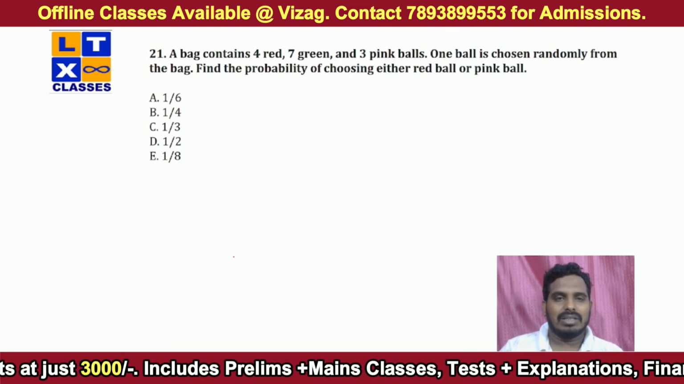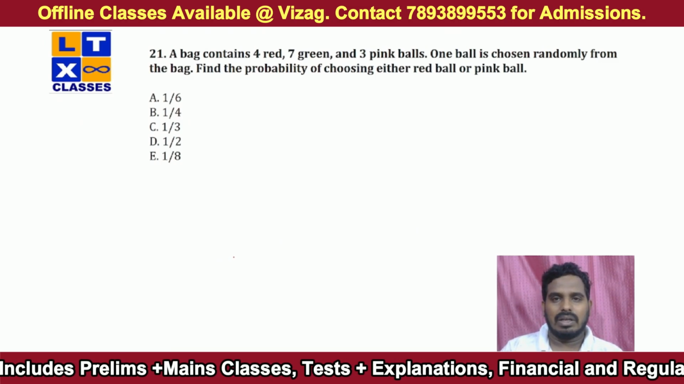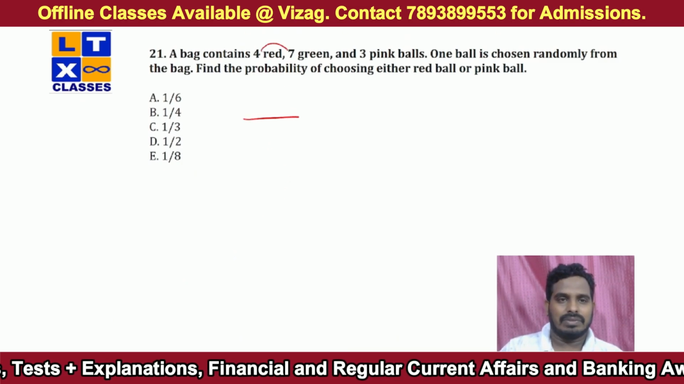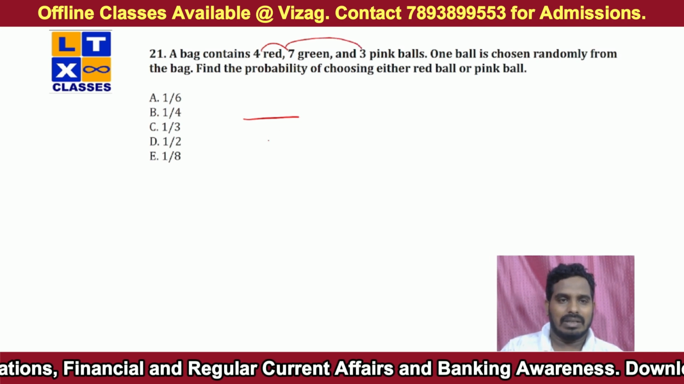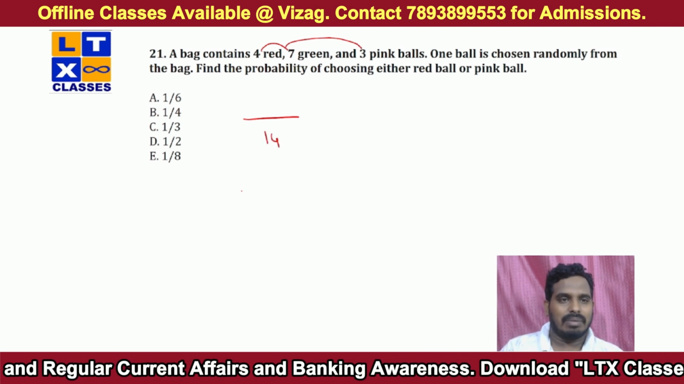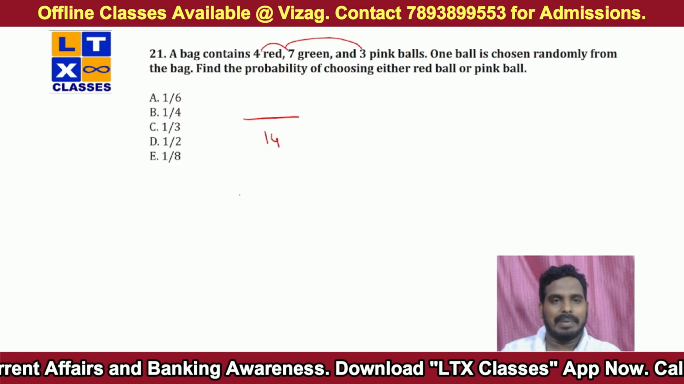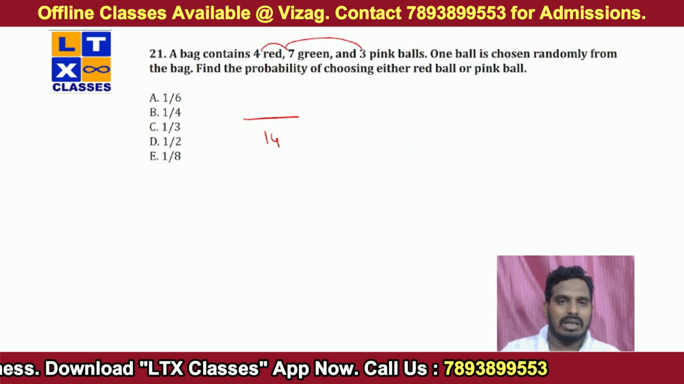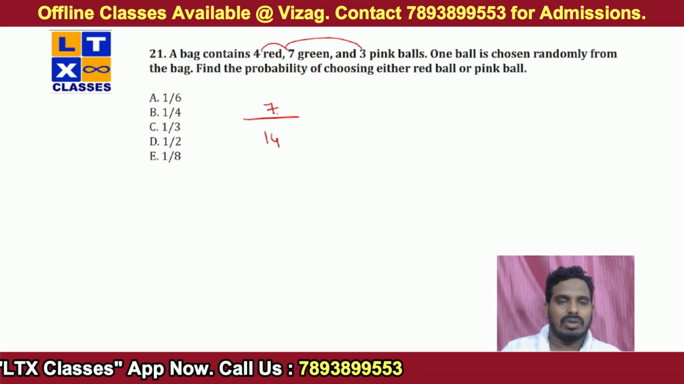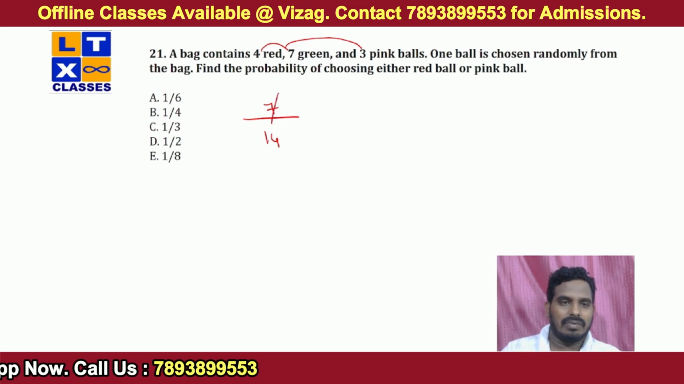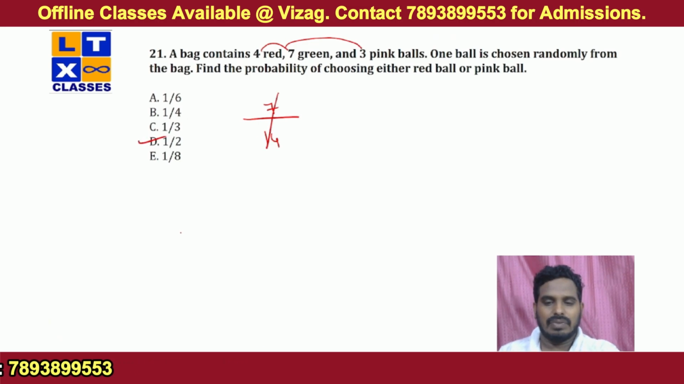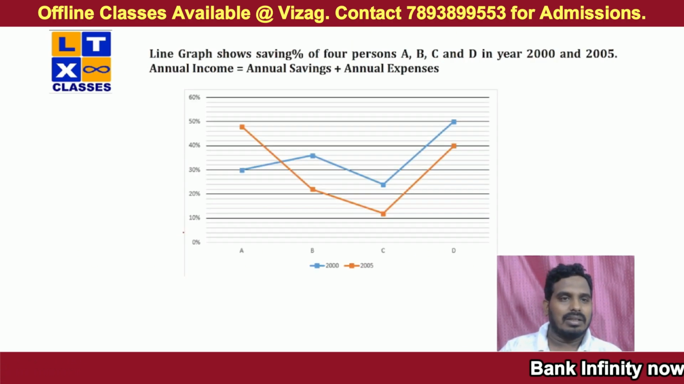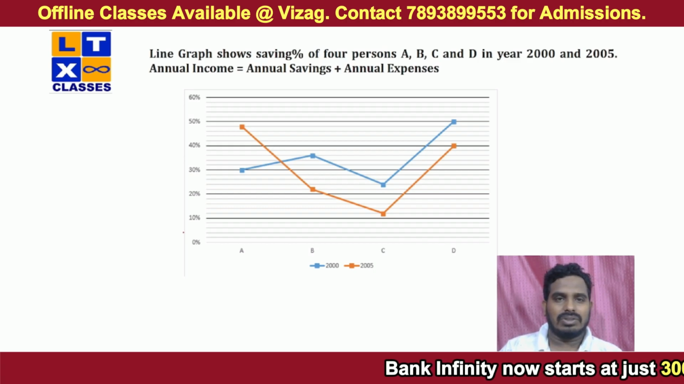Now, a bag contains 4 red, 7 green, and 3 pink balls. One ball is chosen randomly from the bag. So out of 7 plus 4, 11 plus 3, 14, I have to choose a ball from the bag. Now the probability of choosing either red ball or pink ball. So red is 4 and pink is 3. So total number of favorable outcomes will be 7, which is equal to 1 by 2.